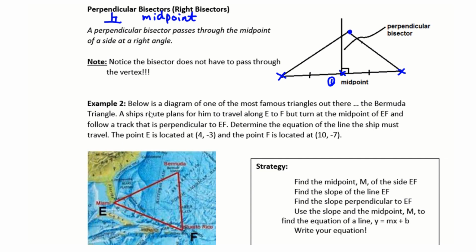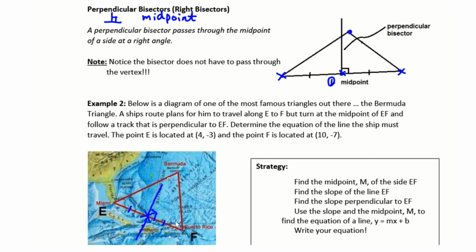So the example here is a diagram of one triangle, and a shape that travels along EF will turn at the midpoint of EF at 90 degrees to it. So they want us to find the equation of this perpendicular bisector.